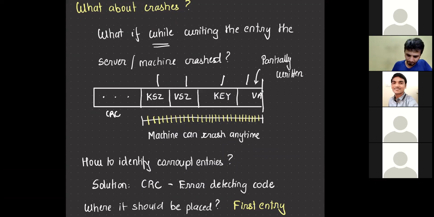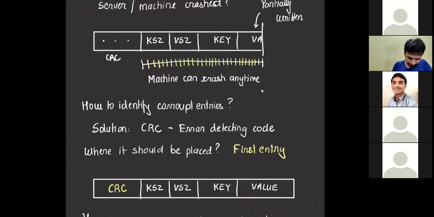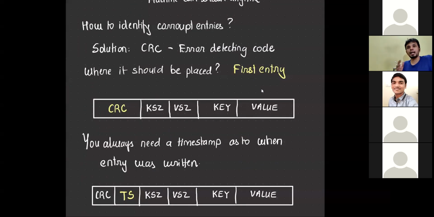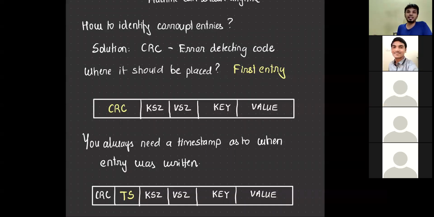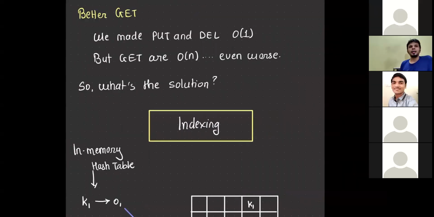Got it. So this is how CRC will help us identify. It would not help us correct the data. It would just help us identify if something is corrupt or not. That's it.